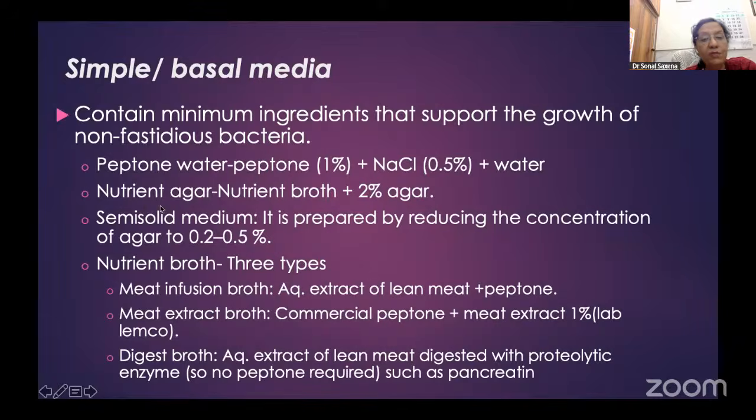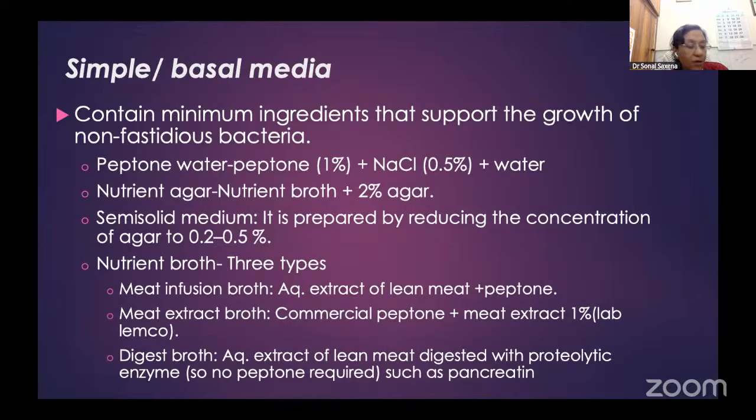So let's come to these one by one, and you know these examples very, very well. But what I am going to tell you, which is different, is what types of nutrient broth are there. Again, a question which is very commonly asked: what types of nutrient broth are there? One is meat infusion broth. What is a meat infusion broth? You allow the meat particles to boil and you take the aqueous extract of that lean meat where all fat has been removed, and you add peptone to it. That becomes meat infusion broth.